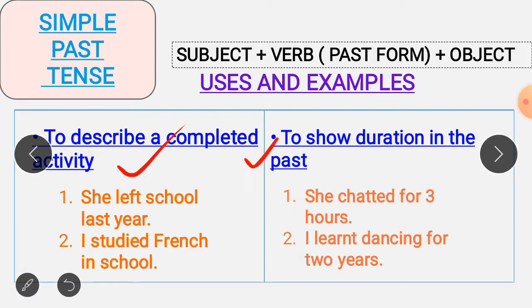To show the duration in the past. For example, she chatted for 3 hours. Over here, the girl, she chatted for 3 hours. In this sentence, it's showing that in the past, she chatted for 3 hours. It's showing the duration and it's in the past tense also. How? We can say because the verb is in the past form: chatted. Chatted is the past form of the verb chat. I learned dancing for 2 years.